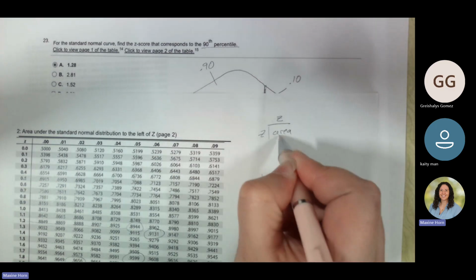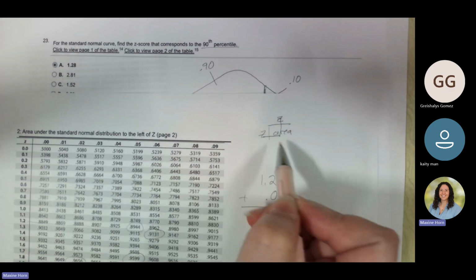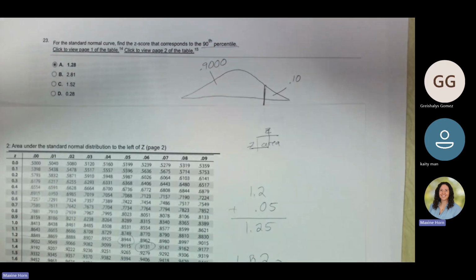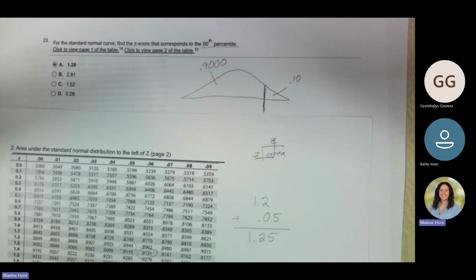And remember how we talked before about how the numbers on the outside are the z-scores, the numbers in the middle are the area. We're looking for an area, and once we find it, we're going to see what the corresponding z-scores are on the left and on the top. So we're looking for an area of 0.9. Now they go to 4 decimals here, so 0.9000. So that's what we're looking for.